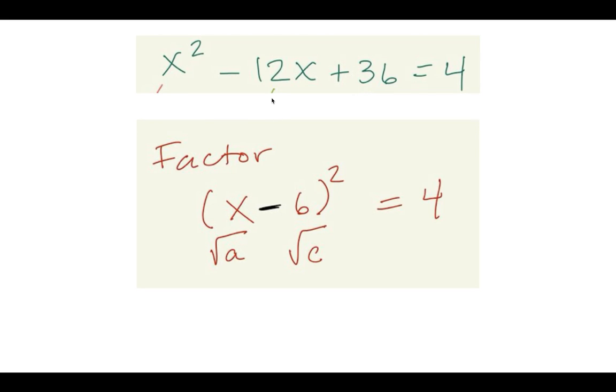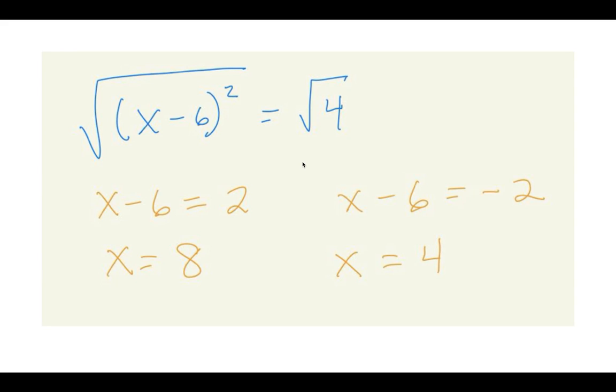After I realize I have a perfect square trinomial, I will factor: square root of the first term, A, square root of the last term, C, sign in front of B. I carry down the equal 4. Using the square root property, I will take the square root of both sides of the equal sign. So I will get x minus 6 equals positive 2, x minus 6 equals negative 2. Add 6 to both sides, and I end with 8 and 4.